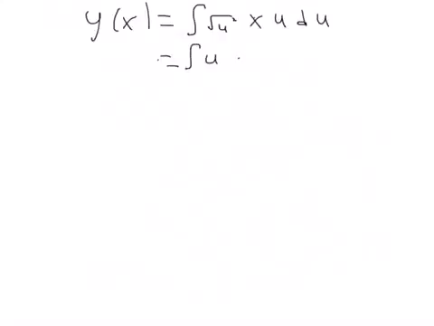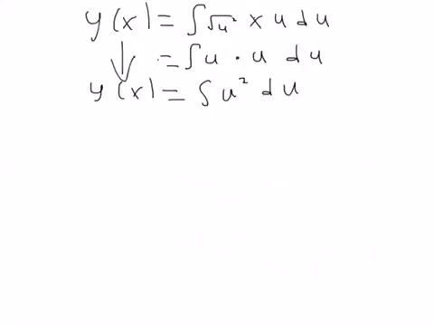So now we have to keep going. So y of x equals the integral of square root of u squared times u du. And this simplifies even more because the square root of u squared is u, so it's the integral of u. Then you have another u, so you have u times u du, just the integral of u squared du. And this is a lot nicer of an integral to solve. And remember that y of x just keeps coming down on the left.